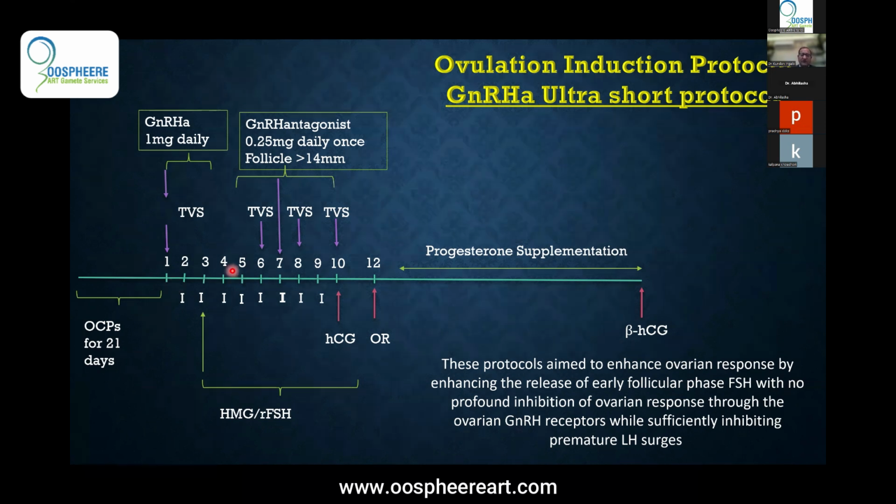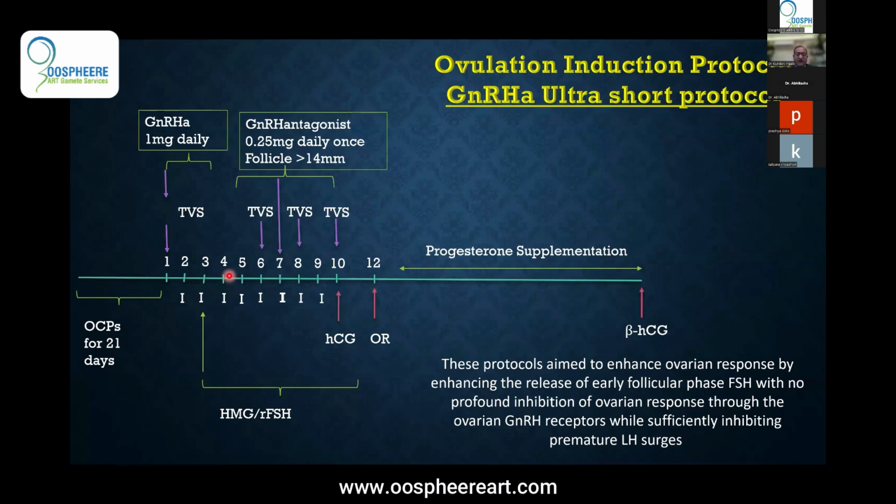So what happens? We start monitoring the follicles. Now when the follicle becomes 14 millimeter or more than 14, then in this ultra short protocol, you add a GnRH antagonist 0.25 milligram. So in the ultra short protocol, you are using not only one, but actually two agents, which will downregulate the pituitary.